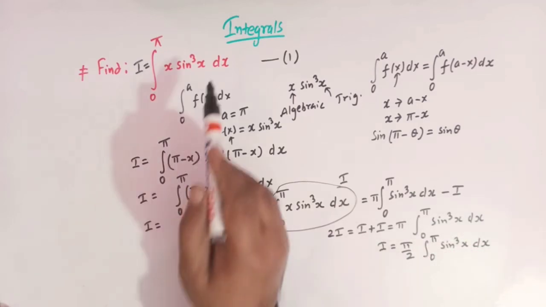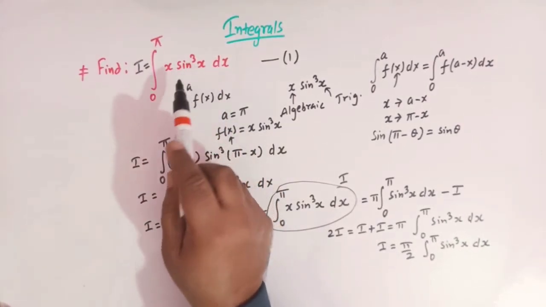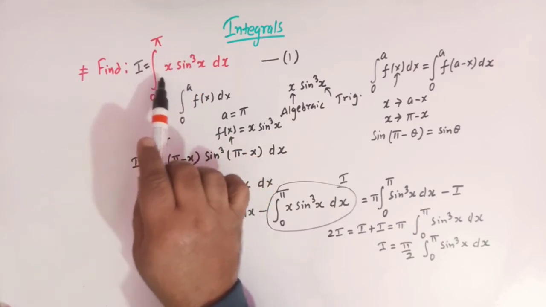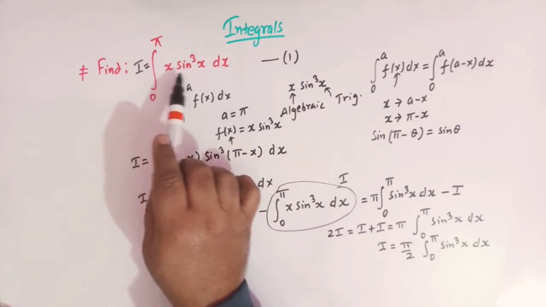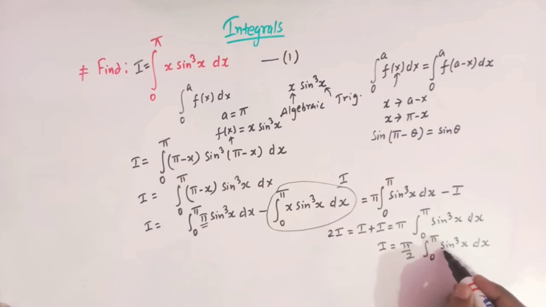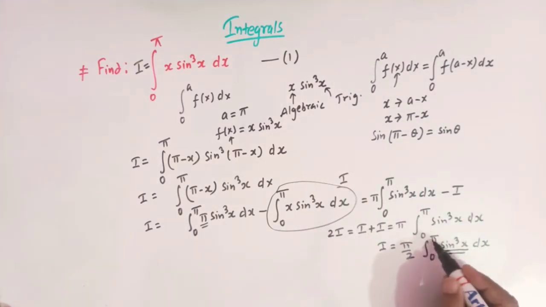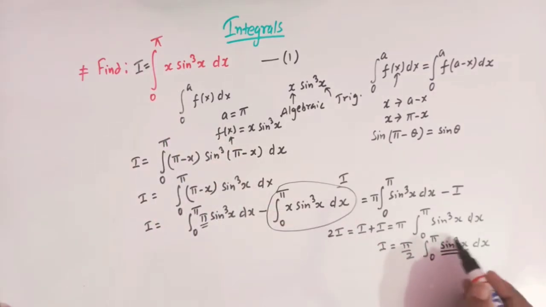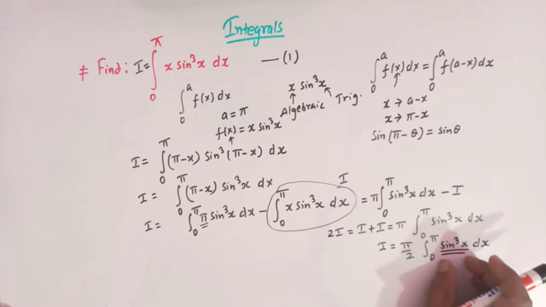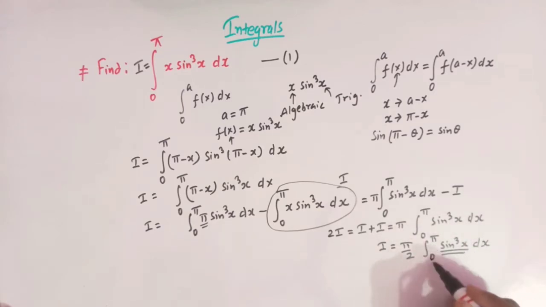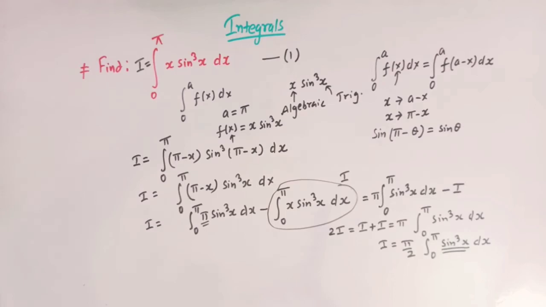So viewers, the original integral in which the integrand was a product of two functions. Now see, here by making use of this property, we have reduced this integral to an integral in which the integrand is a single function, right? That is sine cube x. Now we can easily integrate sine cube of x from 0 to pi.